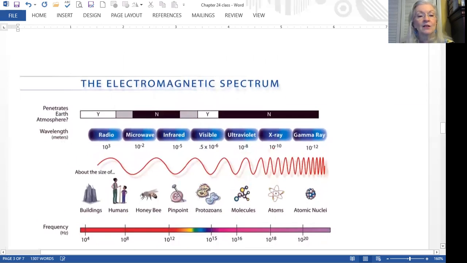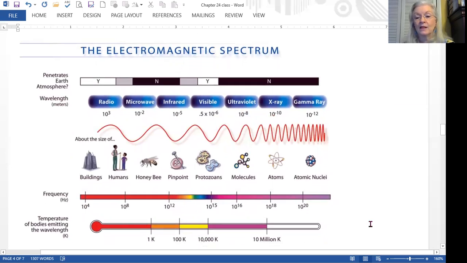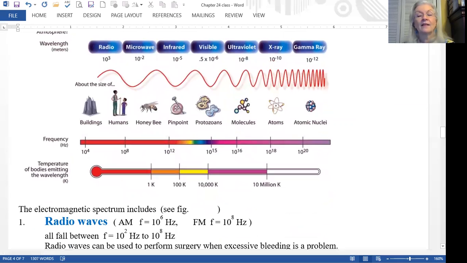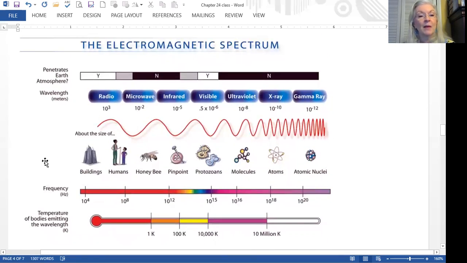So let's look at some things in the electromagnetic spectrum. This is a graphic from, I thought it was from your book. It is. Let's look at our little graphic on the electromagnetic spectrum. So radio waves have a wavelength of about 10 to the third, or 1,000. Microwaves are 10 to the minus 2. Infrared radiation, 10 to the minus 5, and so on. Gamma rays, 10 to the minus 12 meters.